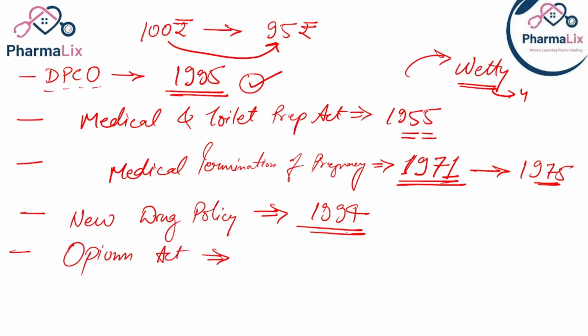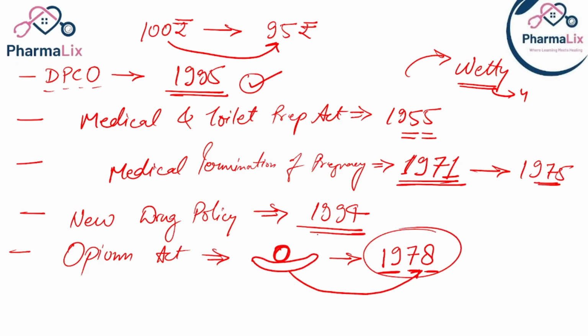So 70 is very notorious, and 70 keeps the opium in the plate. So plate with 1978. 19 is common, 70 is 7, and 8 we can remember from the plate. Okay, so 1978. Then we have the Dangerous Drug Act.